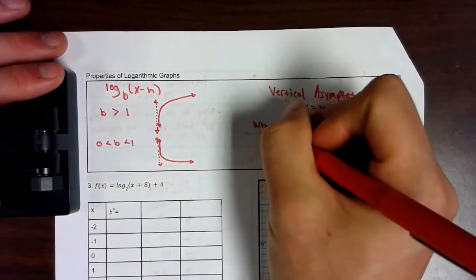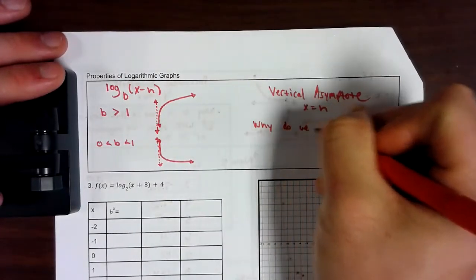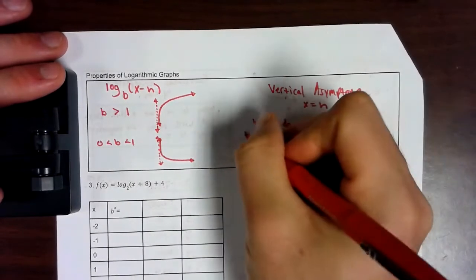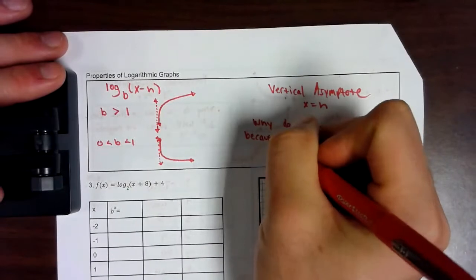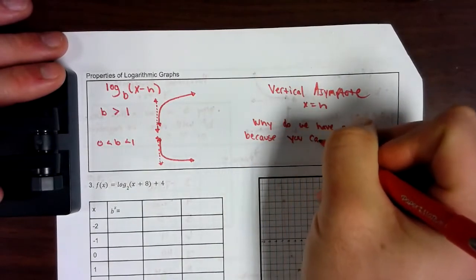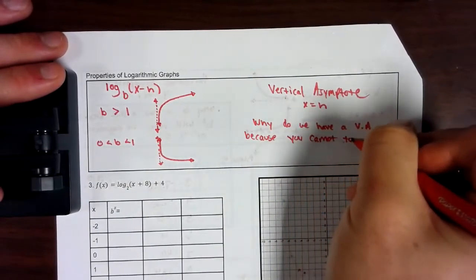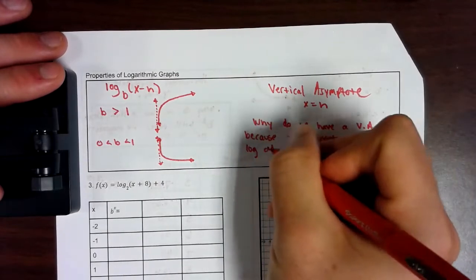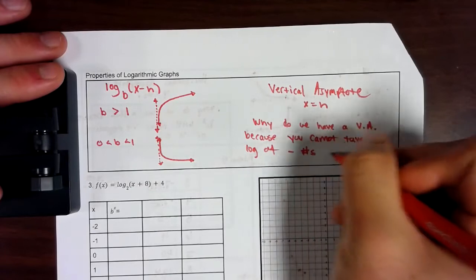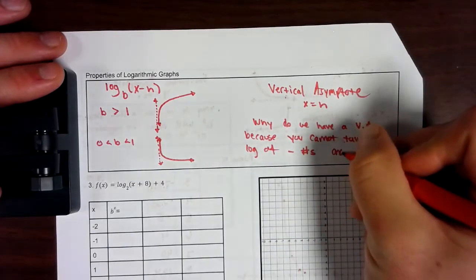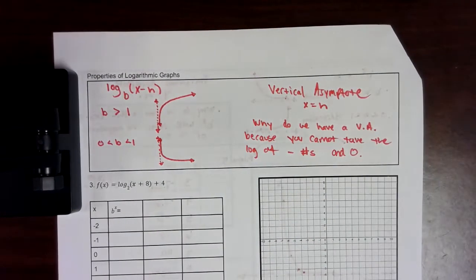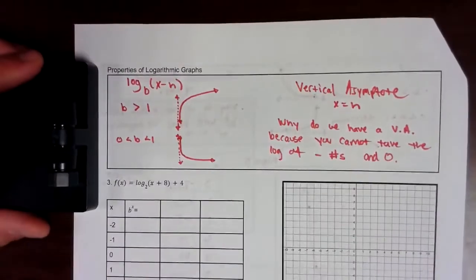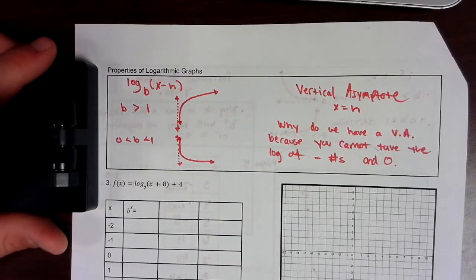So why do we have a vertical asymptote? Because you cannot take the log of negative numbers and 0, creating a domain restriction, and on the graph, it is going to create a vertical asymptote.